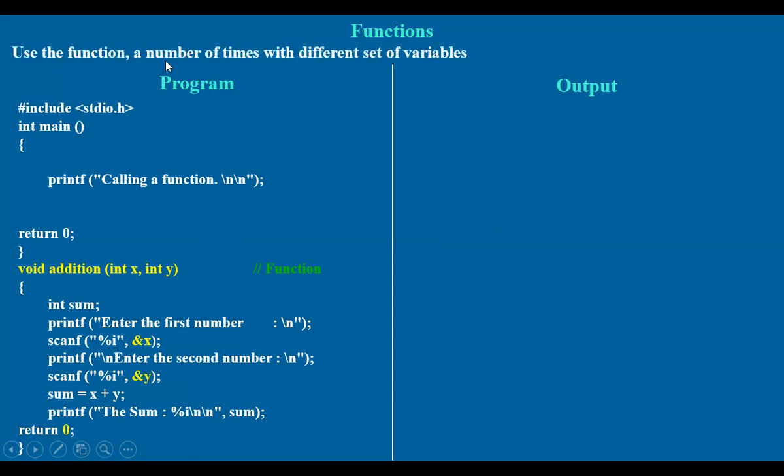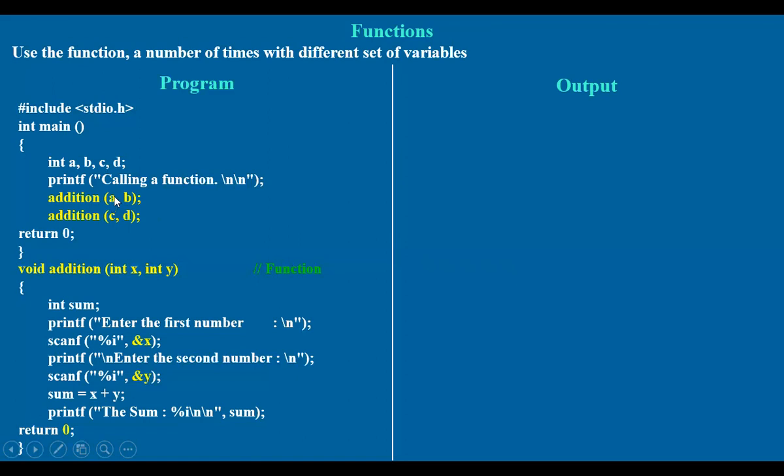Now use the function a number of times with a different set of variables. Here, earlier I had taken only a, b as two variables, but suppose I have taken a, b, c, d, four variables. Now let us see what happens. I'm using these two variables a, b for the function addition. Now, I'm using the other two variables c, d as integers, these two also integers, for this addition function. Now, what happens?